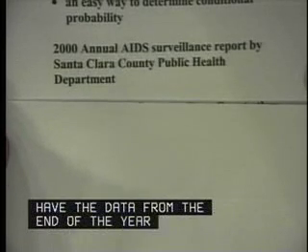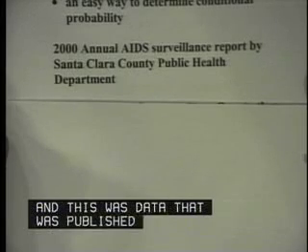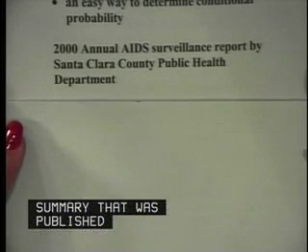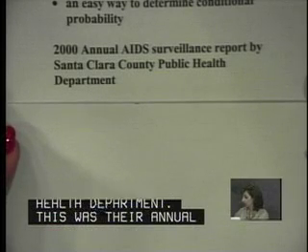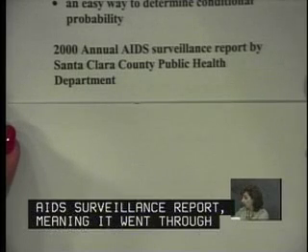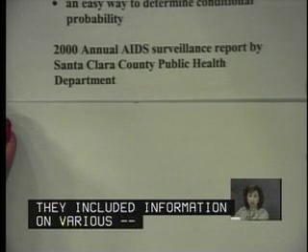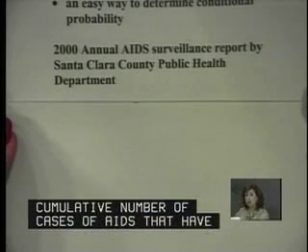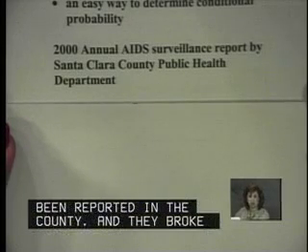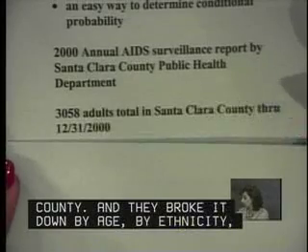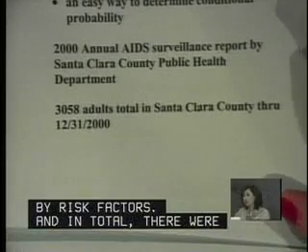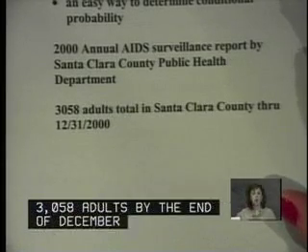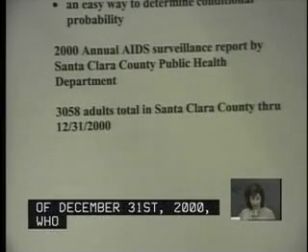So what I took here is the data from the end of the year 2000, a summary published by the Santa Clara County Public Health Department. This was their annual AIDS surveillance report, meaning it went through December 31st, 2000. They included information on the cumulative number of cases of AIDS reported in the county, broken down by age, by ethnicity, by risk factors. In total, there were 3,058 adults with reported cases of AIDS by December 31st, 2000.